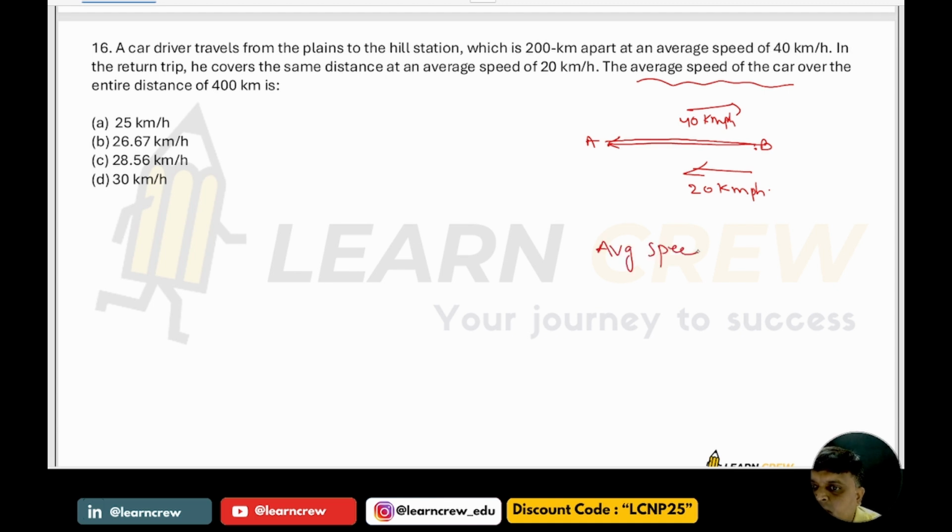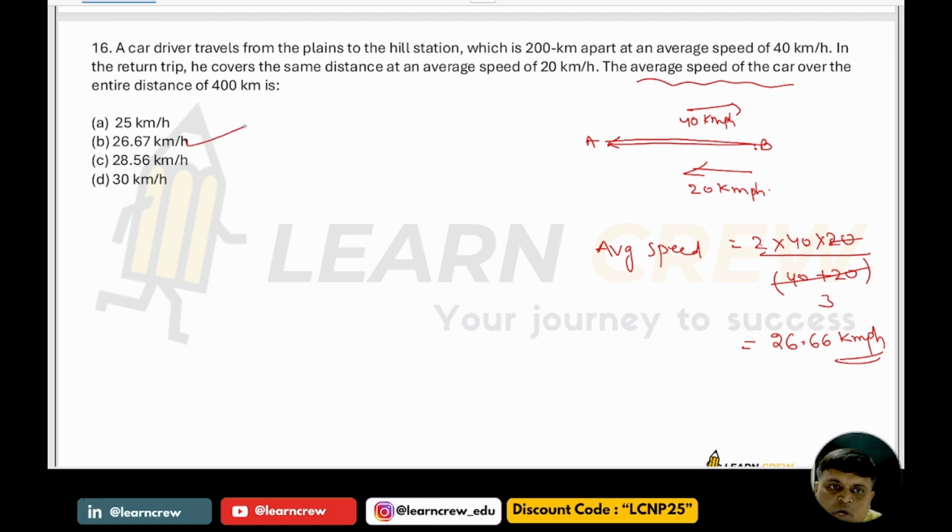It is already calculated as 2xy divided by x plus y. So 40 plus 20 is 60, and 60 goes into 2 into 40, which is 80, so 80 by 3 times. 80 by 3 means how much? 26.66 kilometer per hour. So the answer is option B.